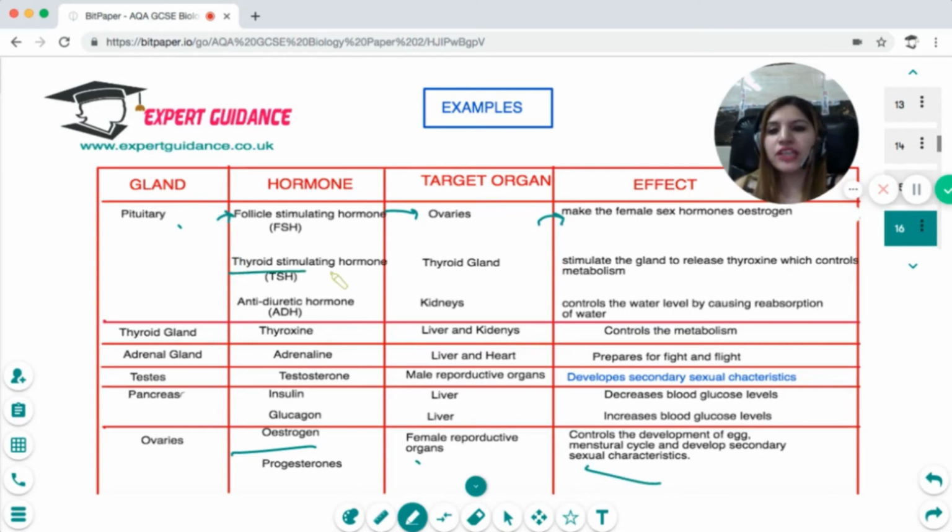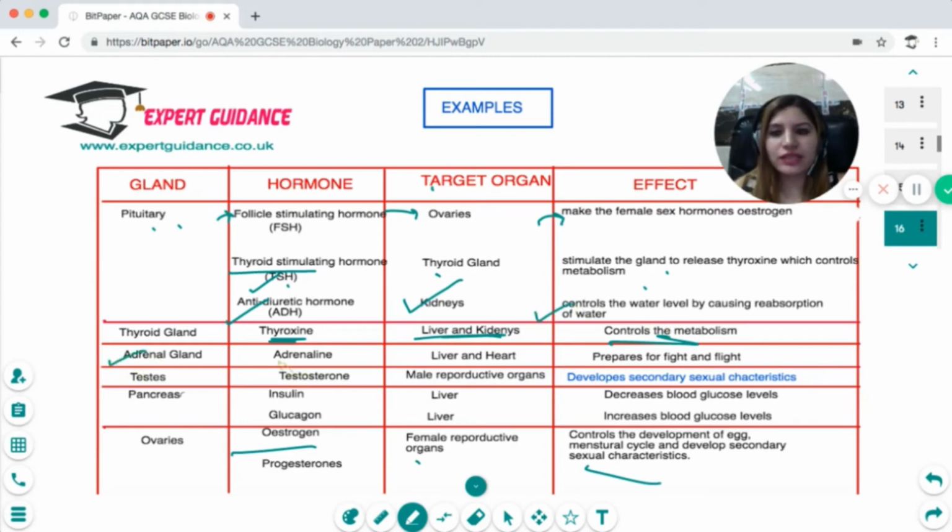Thyroid stimulating hormone released by the pituitary works on the thyroid gland, stimulating it to release thyroxine, and the thyroxine affects liver and kidneys and controls the metabolism. And the antidiuretic hormone targets the kidney, which controls the water level by causing reabsorption of water.